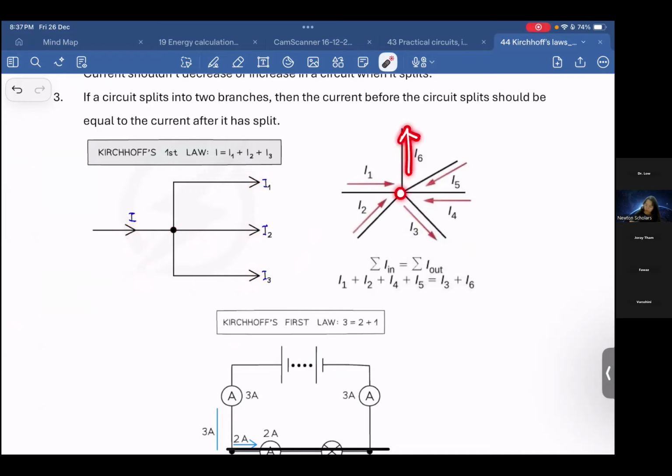Look at here. This one goes out. Here goes in, goes in. Maybe I use a highlighter. So this one is in. This one is in. Any others in? I5 also in. I4 also in. So here, Kirchhoff's first law says I1 plus I2 plus I4 plus I5, because these four go into the junction, equals out from the junction, which is I3 plus I6.